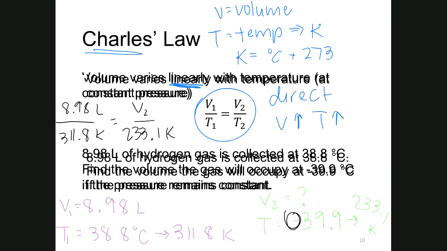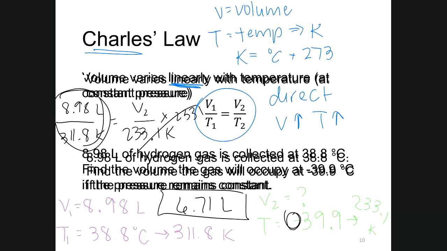Okay, so at the end, if you wanted, you could do cross multiplication here, or the way that I did it is I started with everything on the left first, and then I multiplied by 233.1 on both sides. And so my final answer for this question then is 6.71, and my unit is going to be liters, since liters was my unit for the other volume.